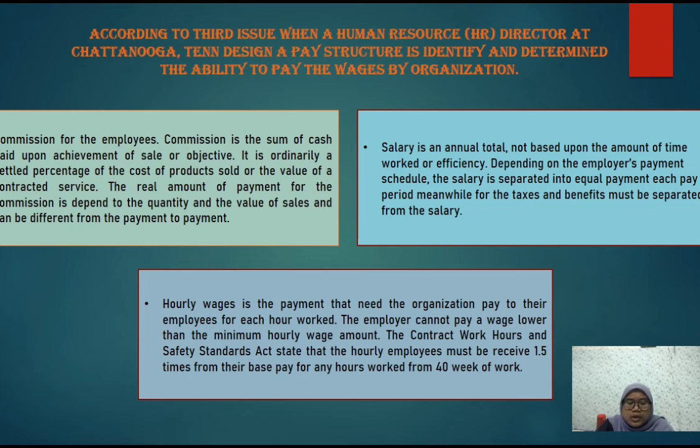Lastly is hourly wages. Hourly wages is the payment that the organisation needs to pay to their employees for each hour worked. The employer cannot pay wages lower than the minimum hourly wage amount. Under the contract work hours and safety standards at state level, hourly employees must receive 1.5 times their base pay for any hours worked beyond 40 hours a week.